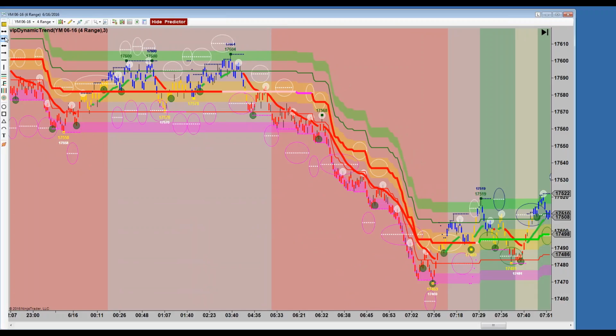What is happening right in here? This is the overnight session from a few days ago on YM. What kind of condition do we have more or less right in here on this chart?